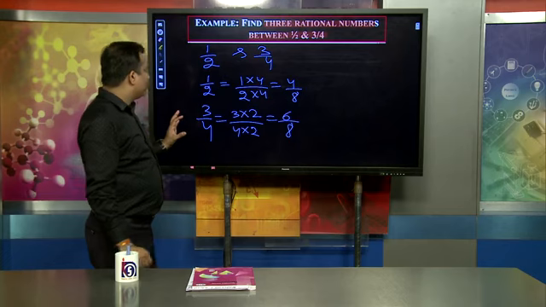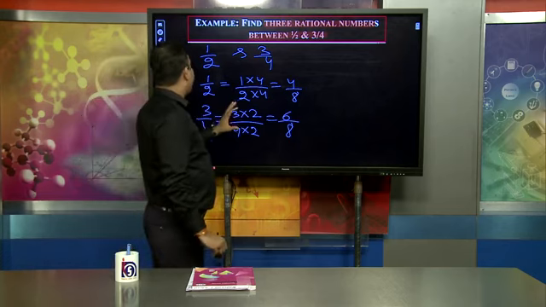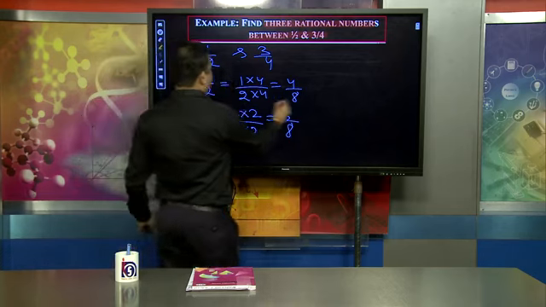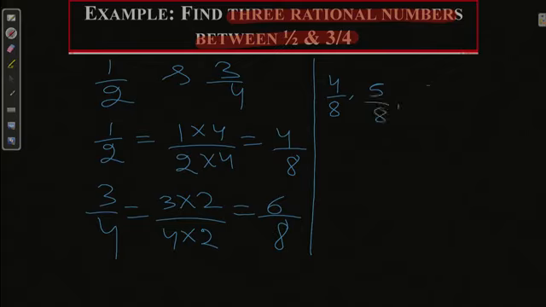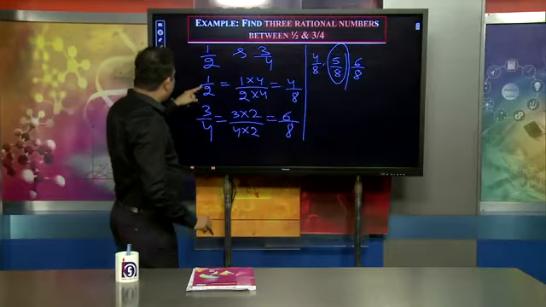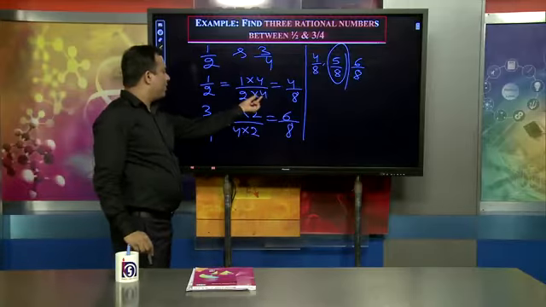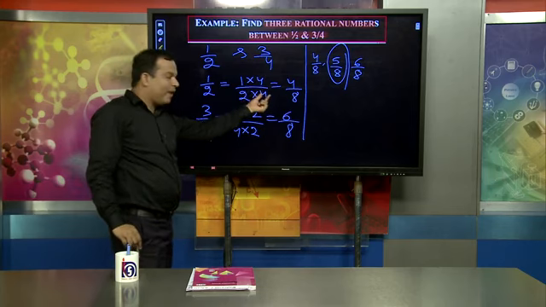So now I can write 4 by 8, 5 by 8, and 6 by 8. So between 1 by 2 and 3 by 4, 5 by 8 is also a rational number. Between the two rational numbers 1 by 2 and 3 by 4, 5 by 8 is one of the rational numbers. Again, similarly, suppose in place of multiplying by 4, we multiply by 8.